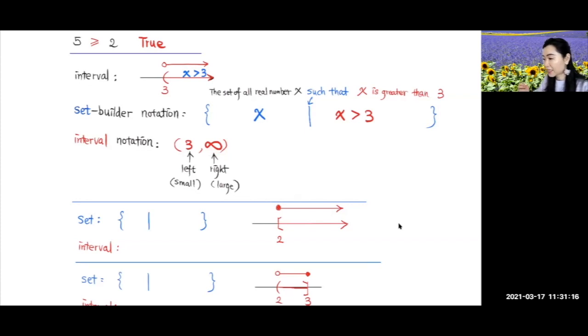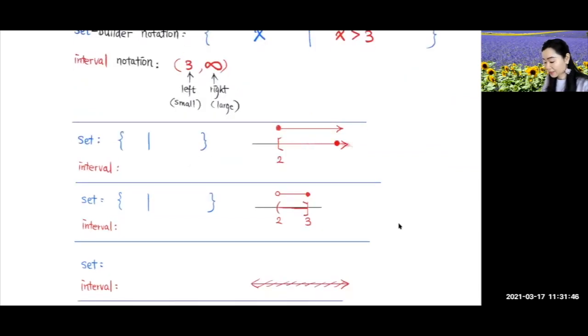It does indicate that the numbers keep on increasing and increasing without end. So we can never reach infinity. It's not like Toy Story, to infinity and beyond. Right? So we can never reach infinity. That's why I have a parenthesis over here, a parenthesis after the infinity. This is called the interval notation for this.